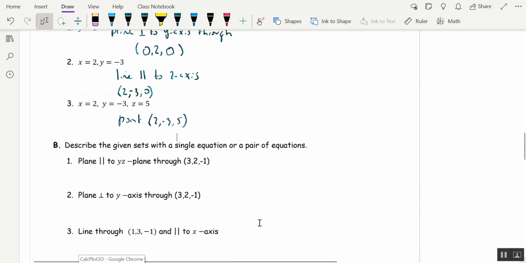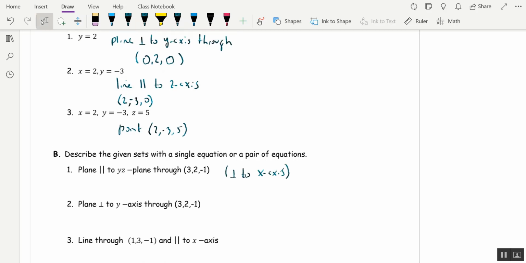Okay, now let's do some other problems going the other direction. Here, we're given the description of the solution set, and we want to describe it with a single equation or a pair of equations. So we've got a plane parallel to the yz plane through the point (3, 2, negative 1). So if we're parallel to the yz plane, that means we're going to be perpendicular to the x-axis.